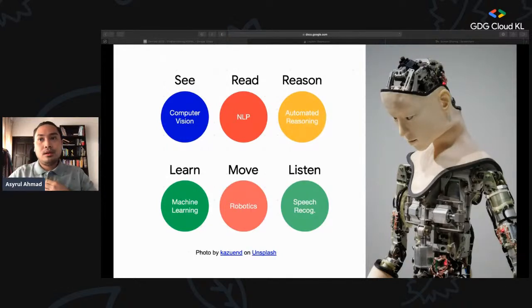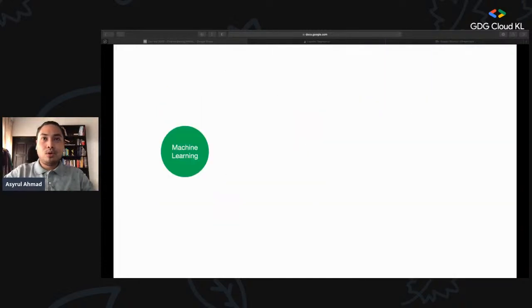So remember, machine learning is only one part of AI to solve AI problems. Okay, but today, of course, we'll be talking about machine learning. We're not going to go into computer vision or anything like that. So what is machine learning?